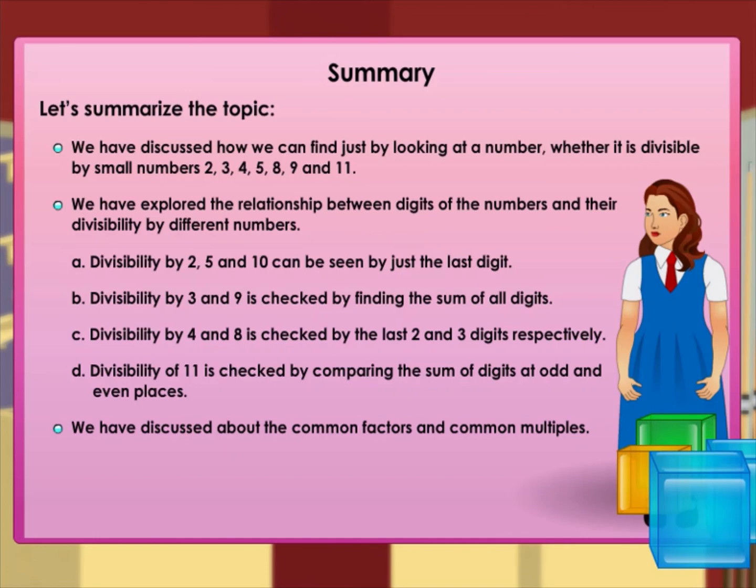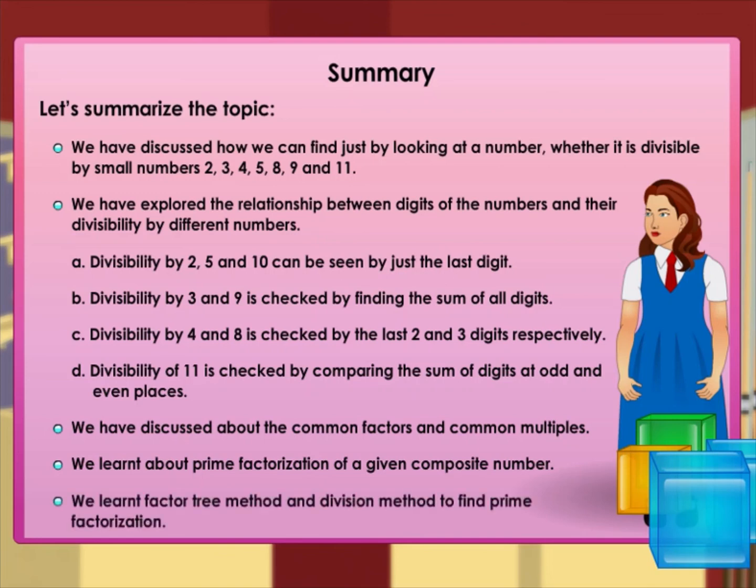We have discussed the common factors and common multiples. We've learnt about prime factorization of a given composite number. We learnt the factor tree method and the division method to find prime factorization.